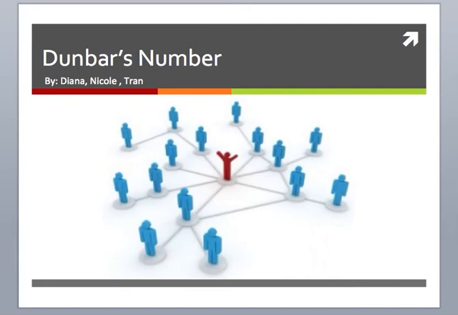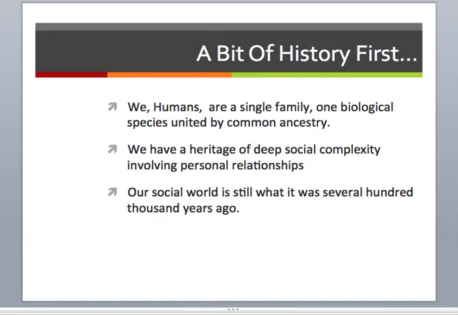Let's start off with a little bit of history. As most of us already know, the human race has always had group size since the hunter-gatherer era. Humans have a heritage of having a great societal relationship. For several 100,000 years, our social world has been the same as today. With that in mind, let's move to the next one, where we can take a close look at our definition of friends.